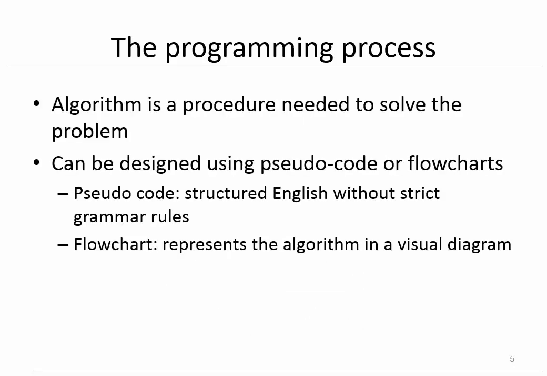An algorithm is a procedure needed to solve the problem. So an algorithm is basically a step-by-step overview of a solution to a particular problem. Think about the problem of calculating the BMI, for example. To facilitate the development of an algorithm, we can make use of pseudocode or flowcharts.